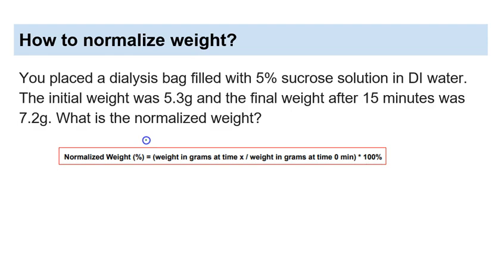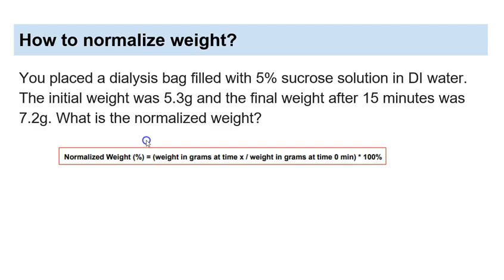Okay, so the next concept is how to normalize the weight. If you remember, in one of our labs, we needed to normalize the weight, because each dialysis bag begins at a different weight in grams. We could not compare the data in grams because the amount of change may be affected by the initial size of the cell. So we needed to normalize the data in order to compare the bags to each other.